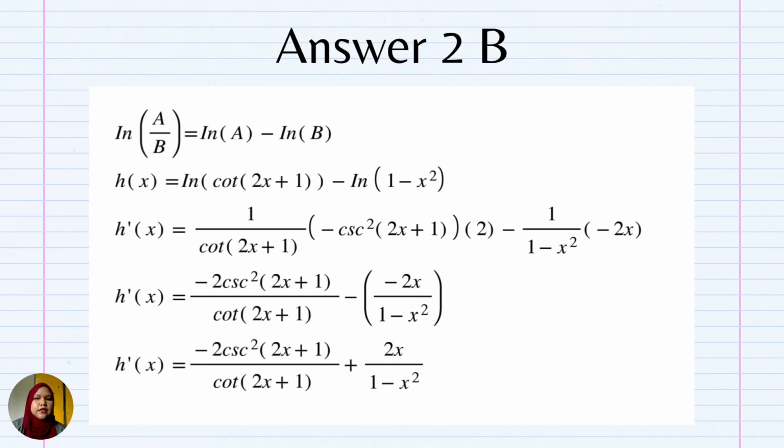Next, we differentiate using the chain rule. And then we combine everything together, and as you can see, h prime x is minus 2 cosec squared 2x over cot 2x plus 1, minus 2x over 1 minus x squared. When minus and minus, it will become plus. So our final answer is h prime x equal to negative 2 cosec squared 2x over cot 2x plus 1, plus 2x over 1 minus x squared.